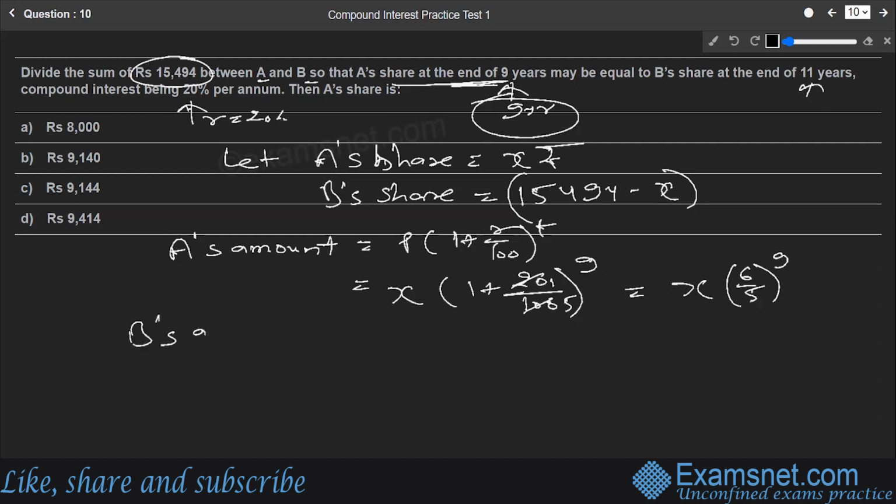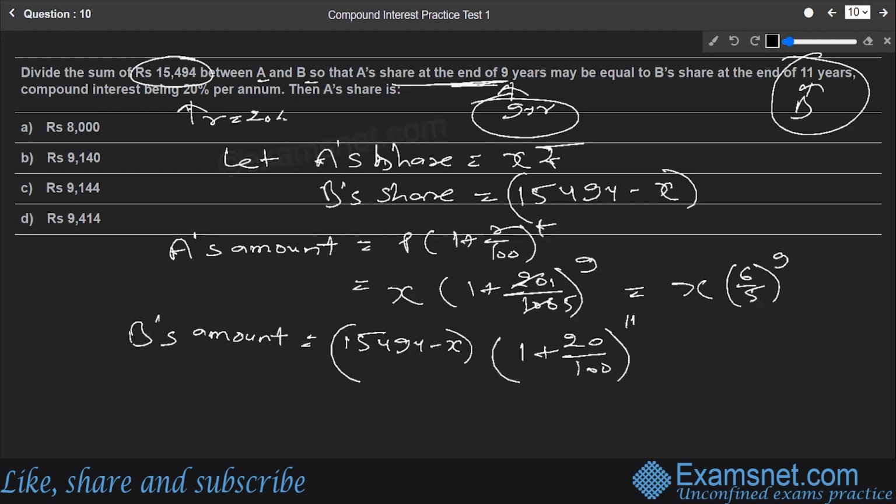Similarly, let us find out B's amount. How is it going to be? B's principal is 15,494 minus X. That is the principal value for B. 1 plus rate percent is again 20% for B also, that is 20 by 100. And they say B should be calculated for 11 years, so the time value here is 11. If you simplify this further, this comes out to be 15,494 minus X into 1 plus 20 by 100, which is again 6 by 5 to the power 11. So these are the two things that we get.